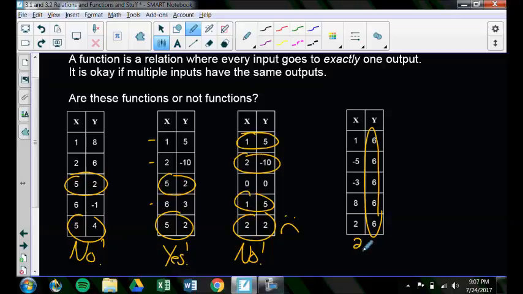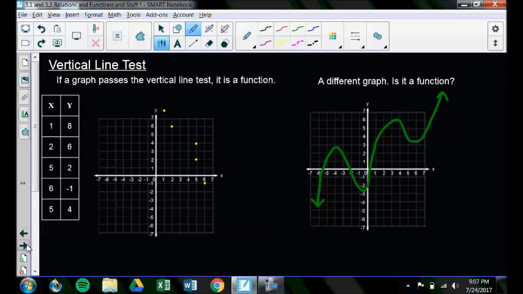And I could even write 2, 6 over and over. It wouldn't matter. This is still a function because each input is going to only one output. It doesn't matter that they're all the same output. The vertical line test is a way to tell graphically, by looking at a picture, if a relation is a function or not.